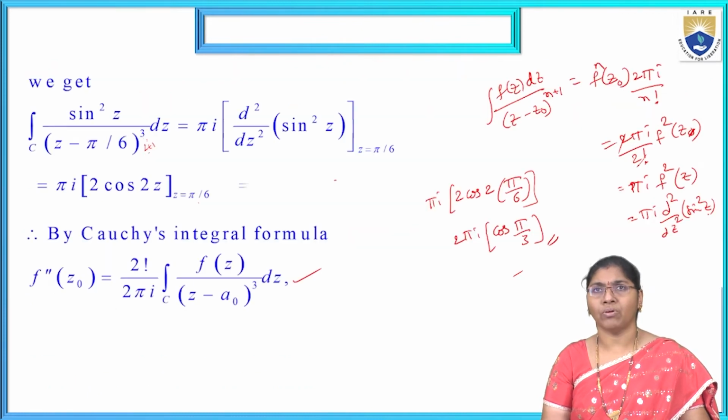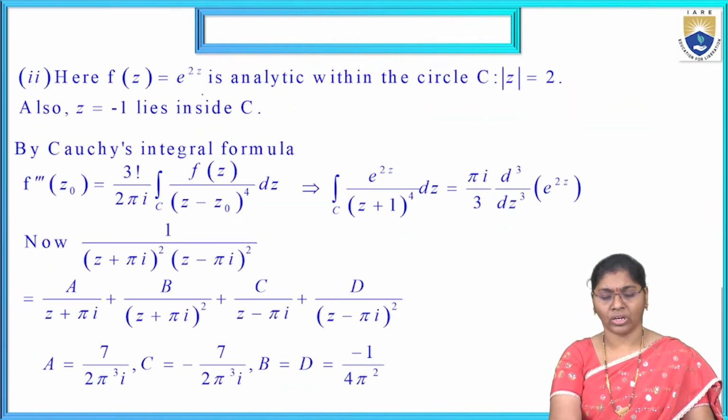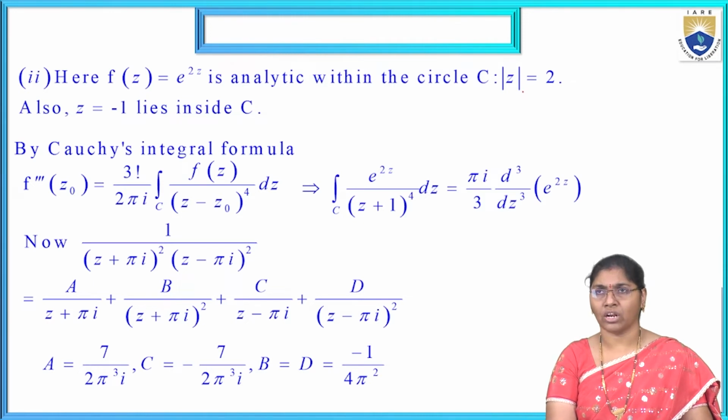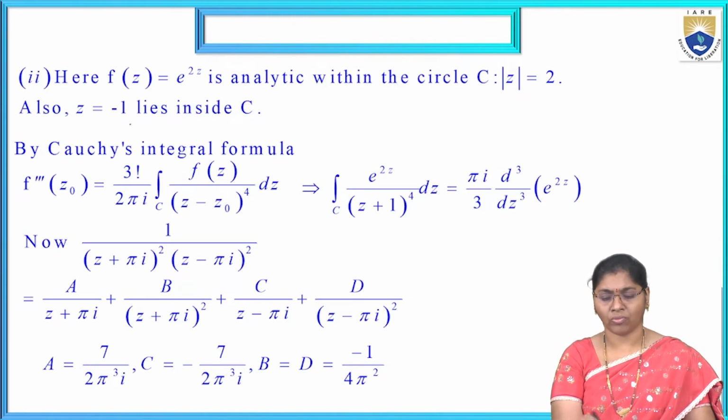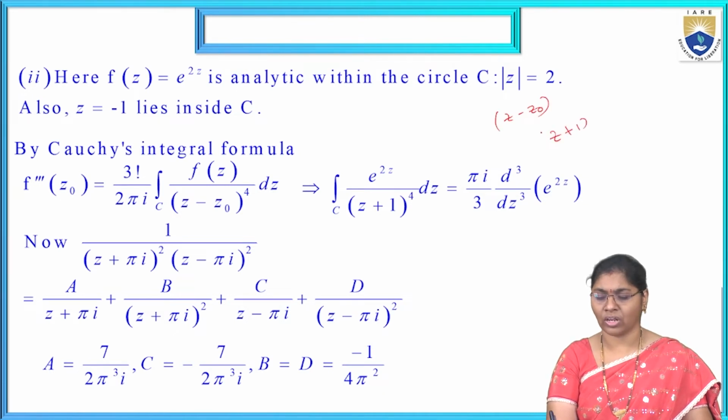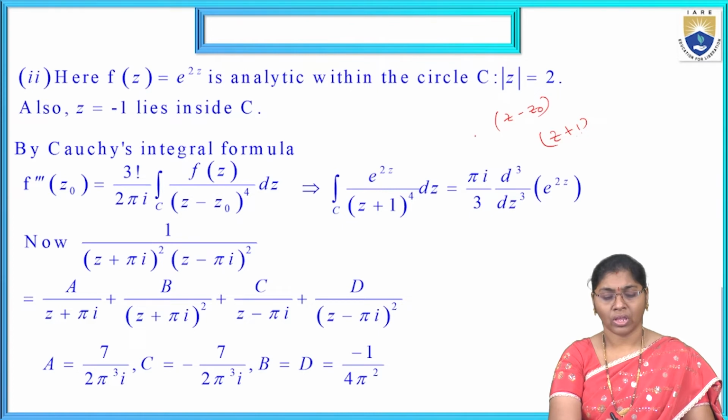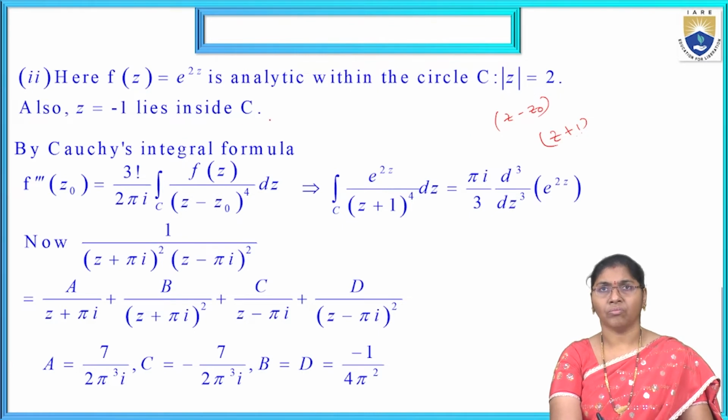Now, e power 2z is f of z, and mod z equal to 2 is the circular region. Now, z equal to minus 1. Why? Because of z minus z naught. Here z plus 1 is there, that's why z naught value is minus 1. It lies inside the C. This is the condition. Z equal to 2 is outside the region, and inside the region is z equal to minus 1.